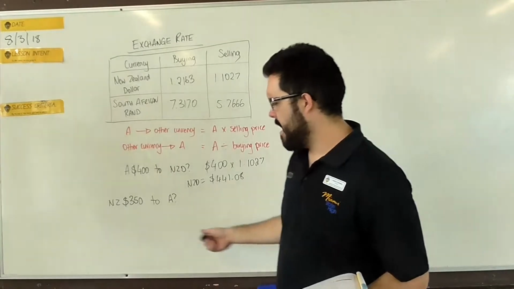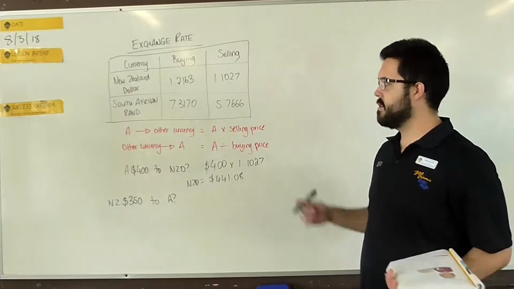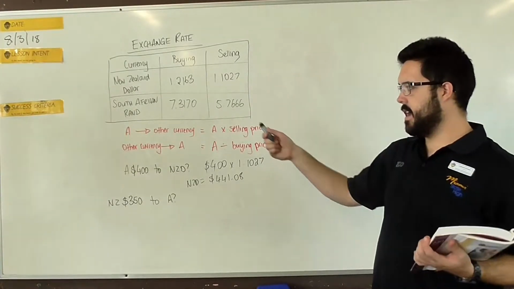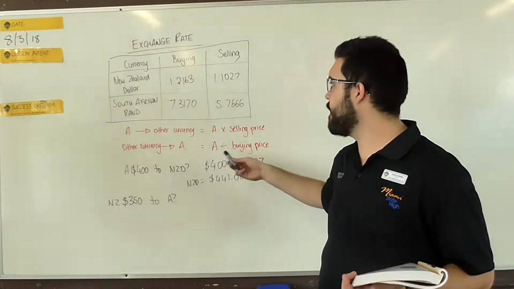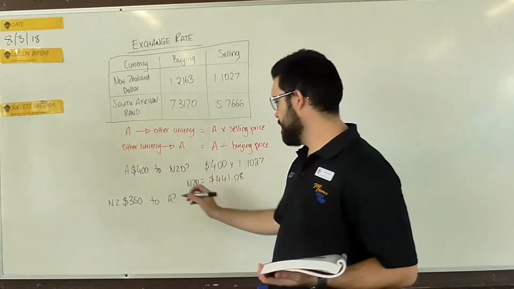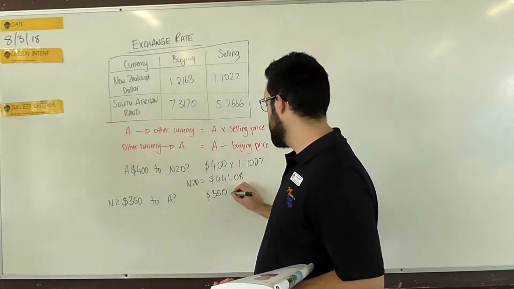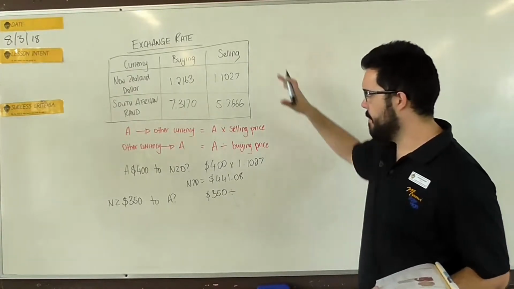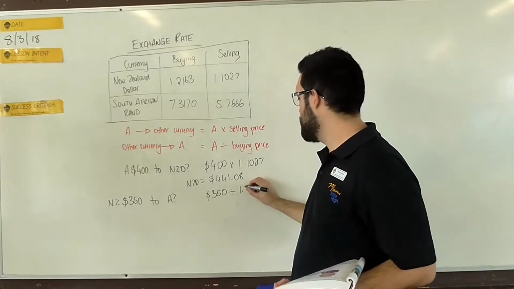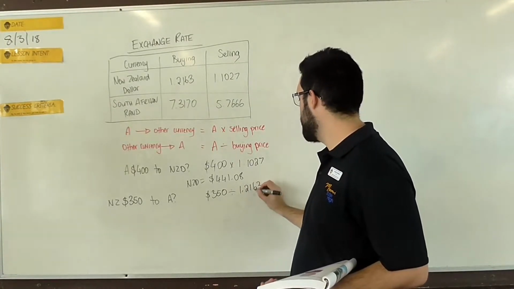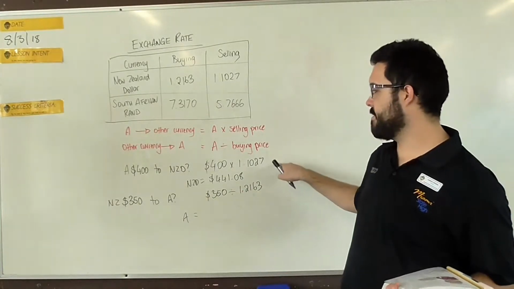Okay? Now, if I have 350 New Zealand dollars and I want to change it to Australian dollars, what do I do? Let's look at my thing here. Any other currency to Australian dollars is you take whatever the amount of currency you have, you divide it by the buying price. So let's take our 350 New Zealand dollars and we'll divide it by our buying price. So what's our buying price here? 1.2163.